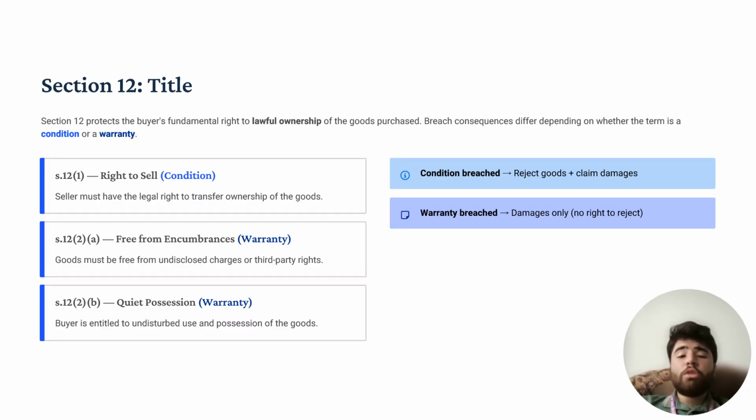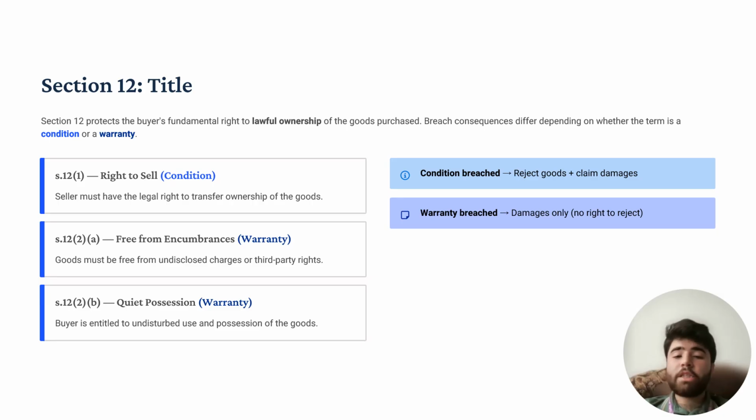Let us start with section 12, which is about title. Title simply means the legal right to own and sell something. Section 12 subsection 1 says there is an implied condition that the seller has the right to sell the goods. Section 12 subsection 2 then gives the buyer two implied warranties. First, the goods are free from any charge or burdens that the buyer was not told about.